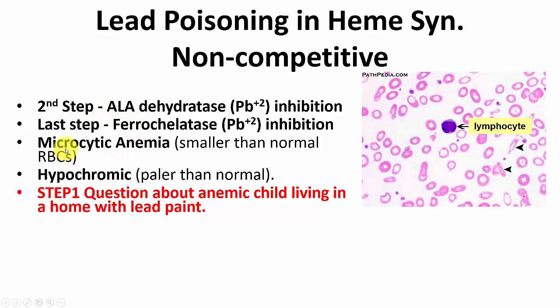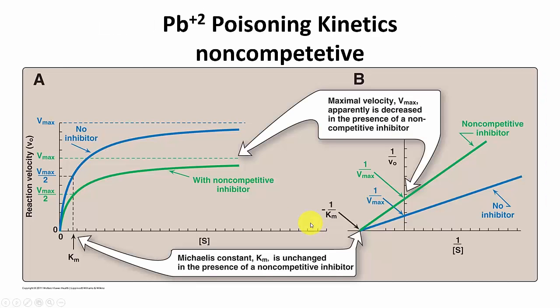It results in a microcytic anemia. Micro, the red blood cells are smaller than normal. They're also hypochromic. They're paler than normal. You can look right through them. Here's a lymphocyte for comparison. So the step one question you quite often hear about is a child living in a home with lead paint, or in Flint, Michigan now where they had lead in the water.